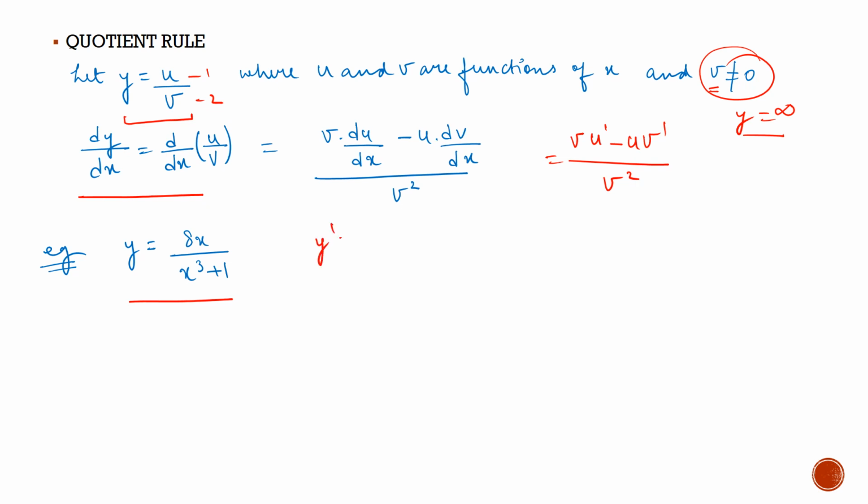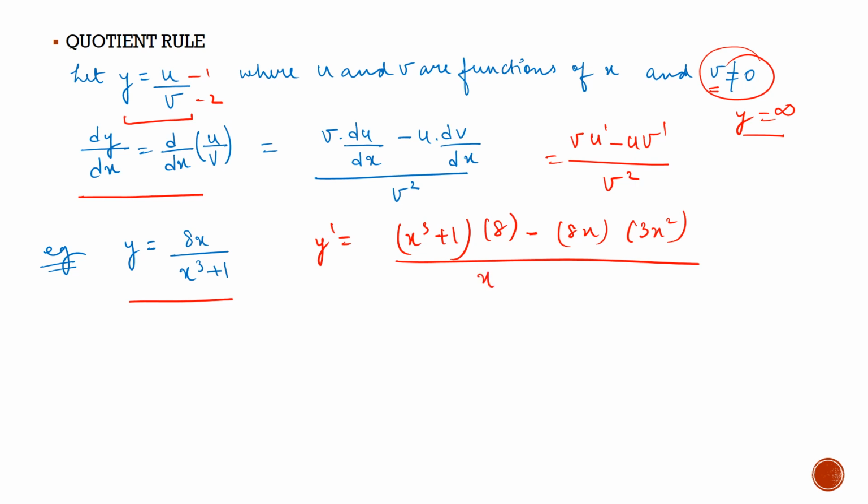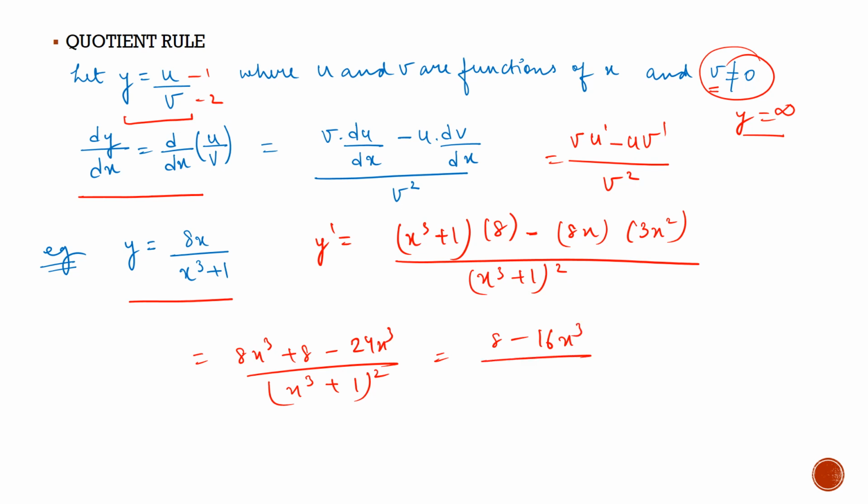So y dash will be second function as it is, first ka differentiation which is 8, and now we have minus first function as it is, second ka differentiation is 3x square upon x cube plus 1 ka whole square. Simplifying it, we have 8x cube plus 8 minus 24x cube upon x cube plus 1 ka whole square, which is 8 minus 16x cube upon x cube plus 1 ka whole square.